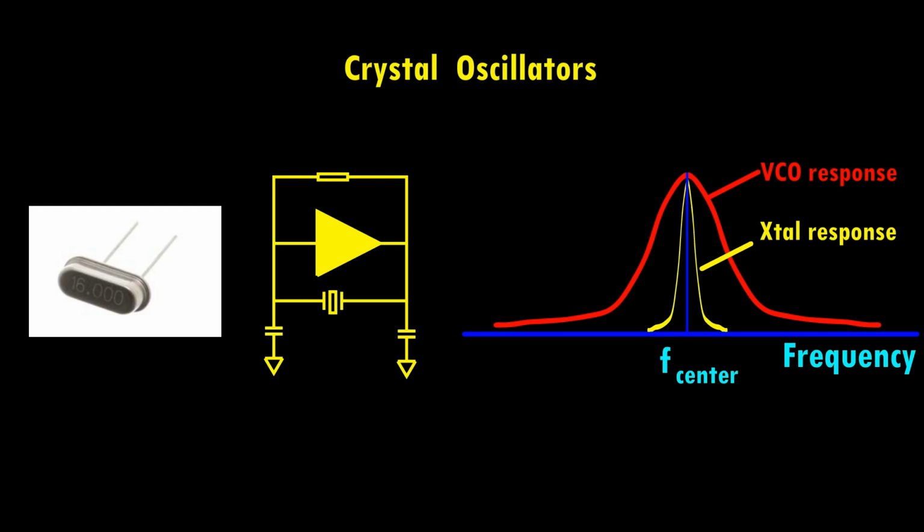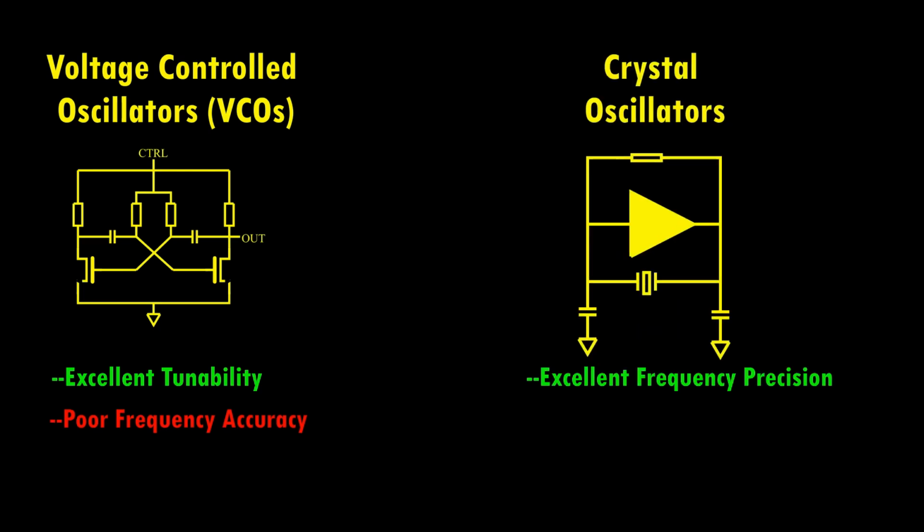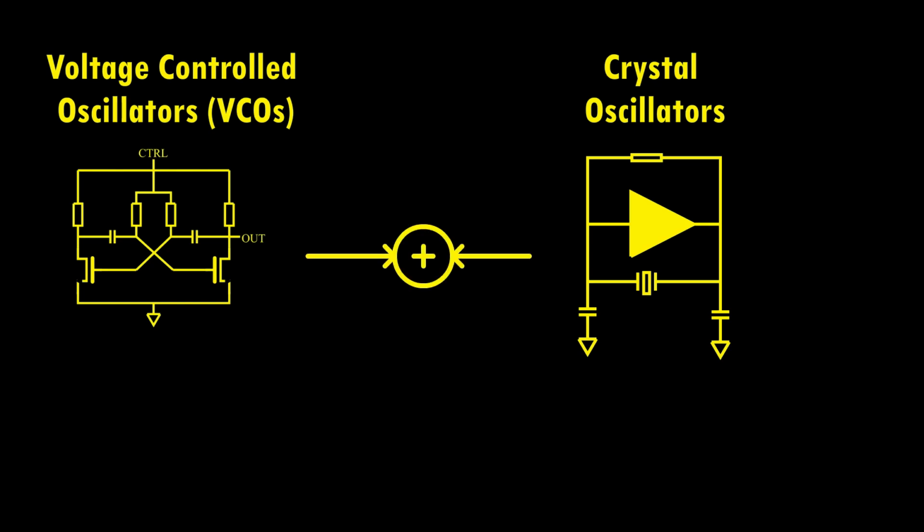So we are presented with a challenge. On one side, we have VCOs with excellent tunability but poor frequency accuracy. On the other side, we have crystal oscillators that offer high precision but no agility. Can we somehow combine these to achieve both?